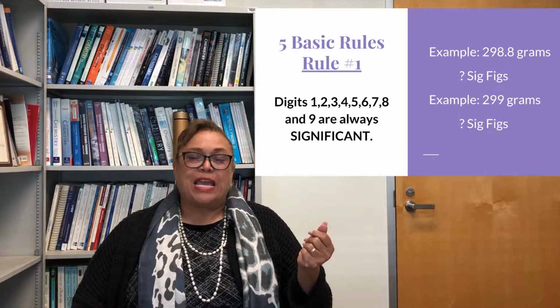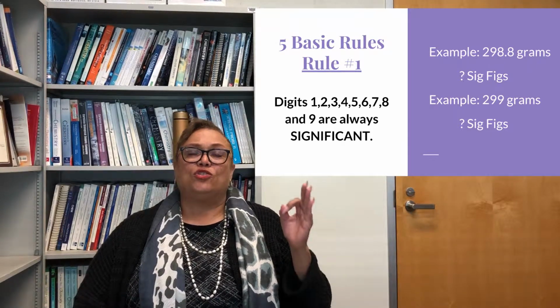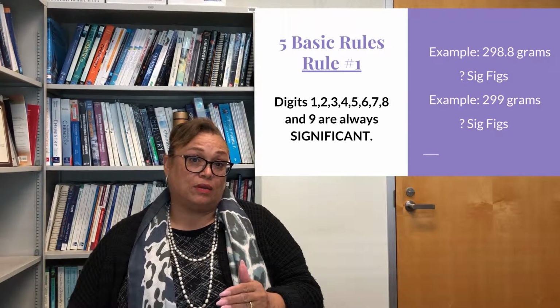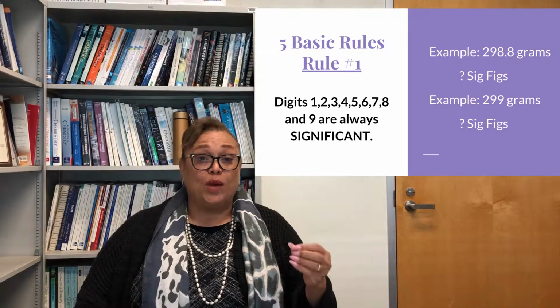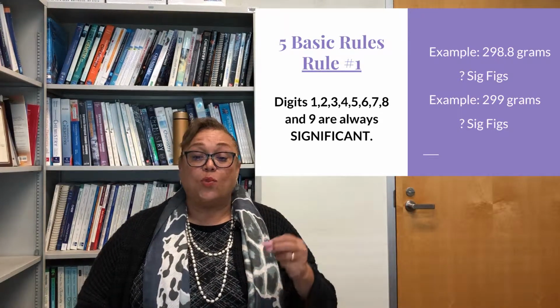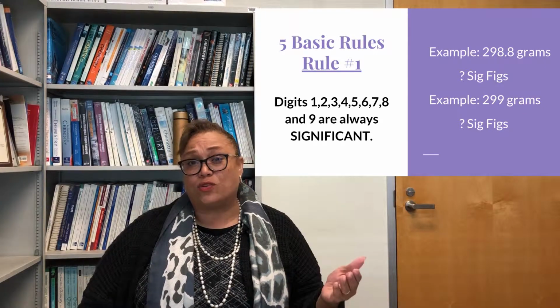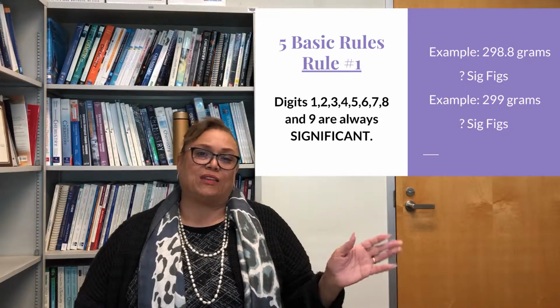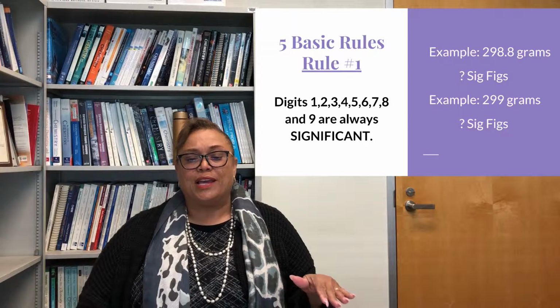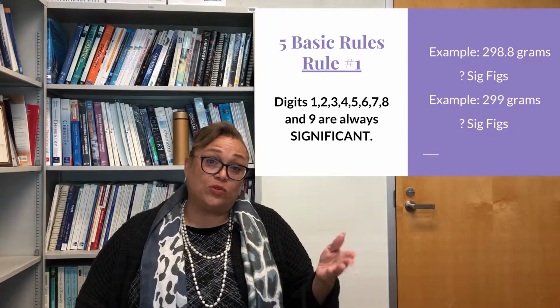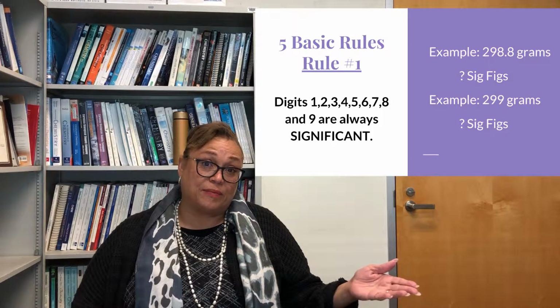For instance, if I said 298.9 grams, how many significant figures would that be? And I call them sig figs because it's nice and short. That would be 4 sig figs because all of those digits are significant.